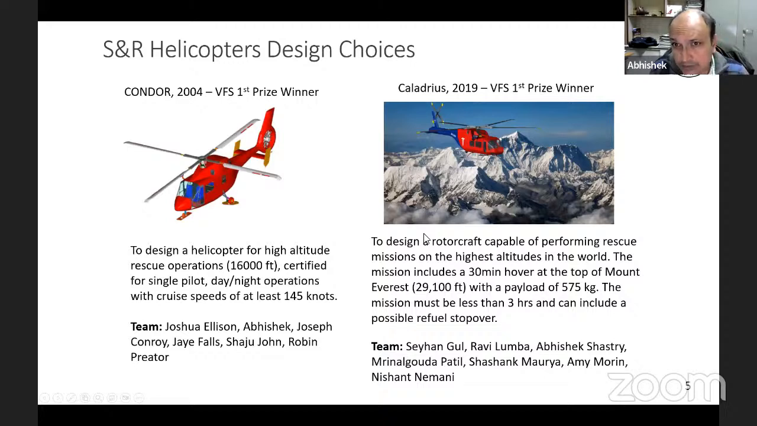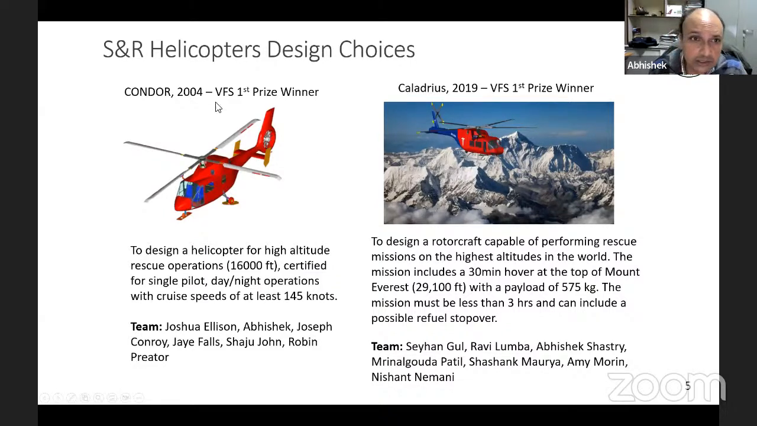I myself was part of a search and rescue helicopter design, where we also had to carry two patients, or people who are injured, and provide them some key medical care facilities. We had provisions for defibrillators and some other equipment to give aid to the patients while they are being transported from the point where they are rescued to the nearest hospital.